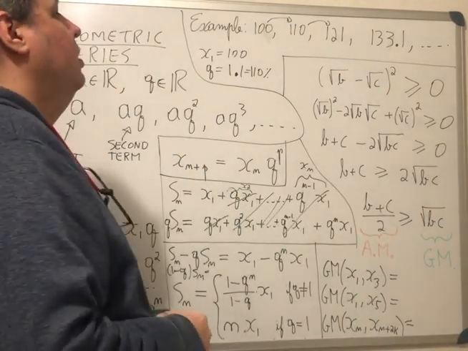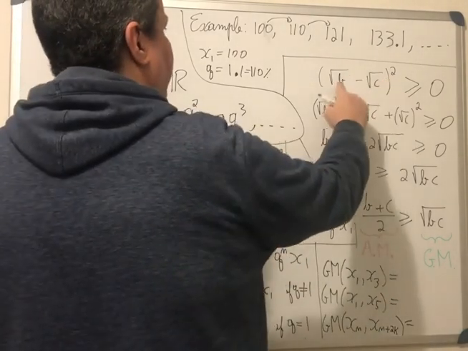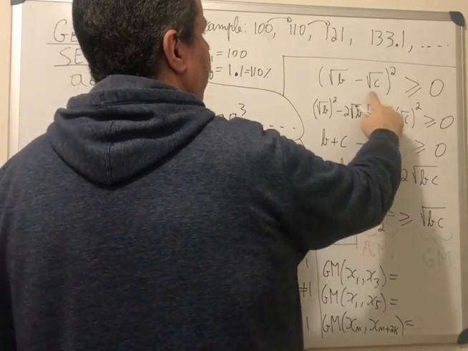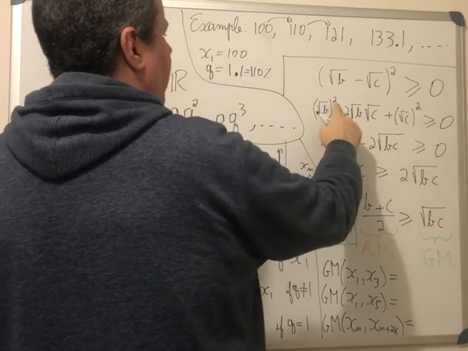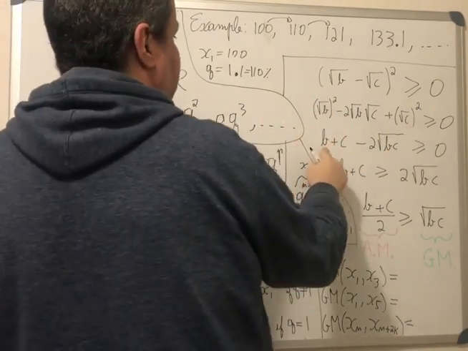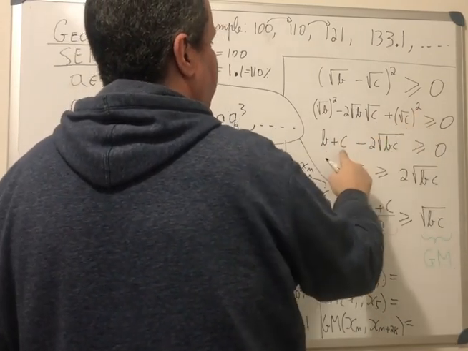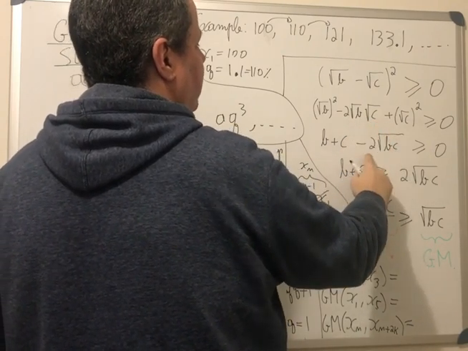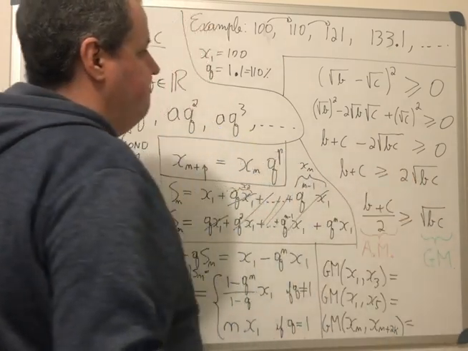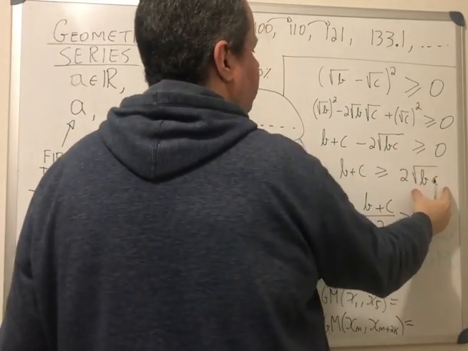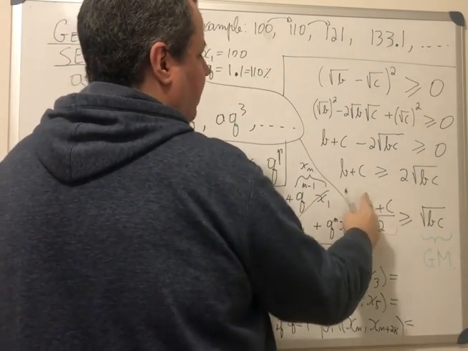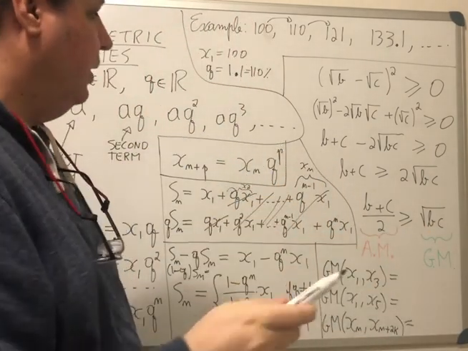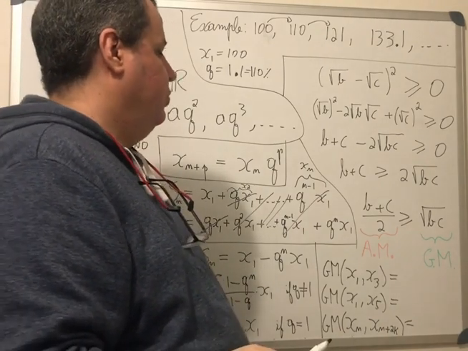Now, I expand this: the square of the first minus 2 times the first times the second plus the square of the second term. The square of the square root of b is b, the square of the square root of c is c, minus 2 times the product of the roots, and the square root of b times the square root of c is just the square root of bc, so 2 times the square root of bc. I push this term to the other side, I divide by 2, and I find that (b plus c) over 2 is greater than or equal to the square root of bc. Again, equality holds if and only if b is equal to c.